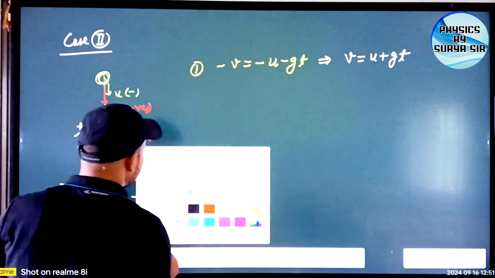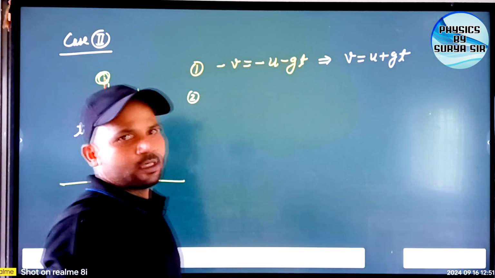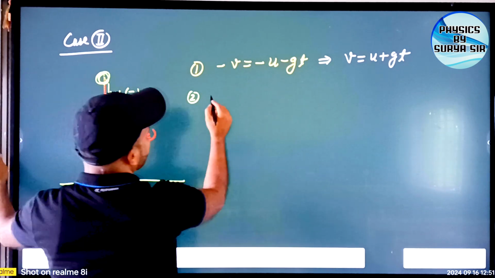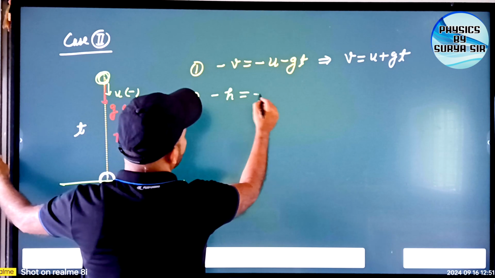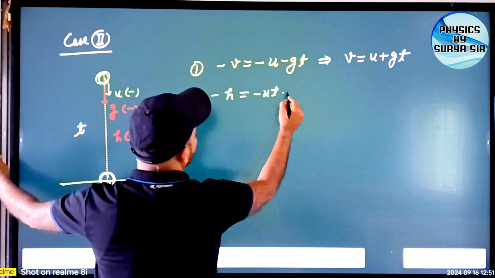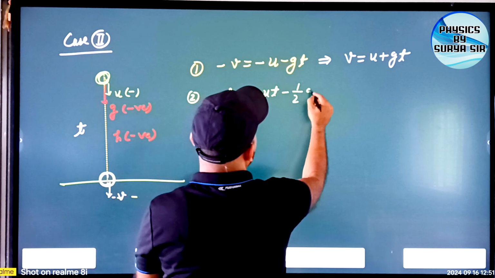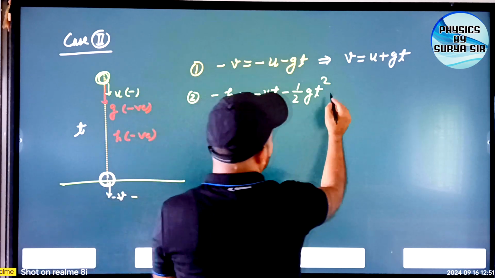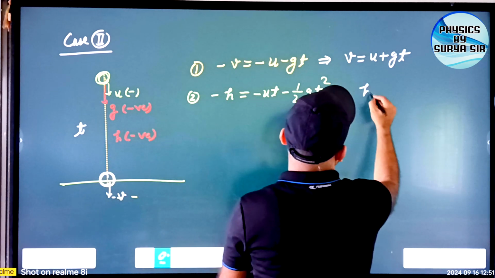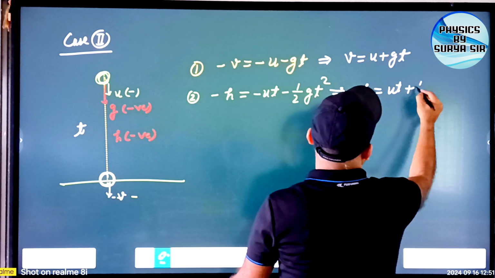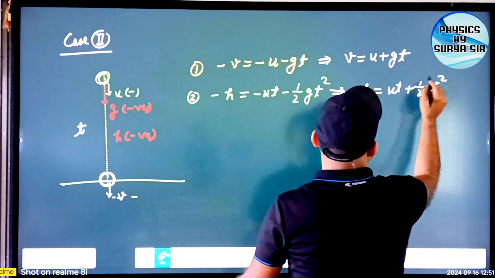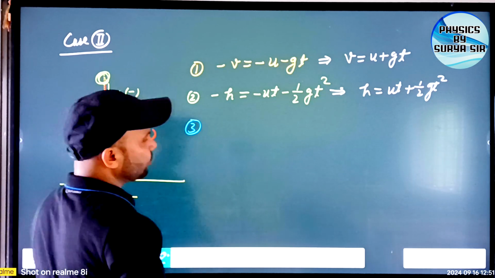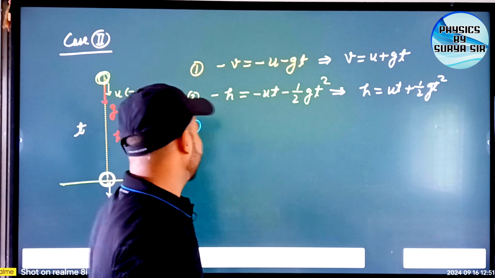Clear? Second case: S is equal to UT plus half AT square. Here this H is negative, so we write minus H is equal to minus UT minus half GT square. After arranging it, we get H is equal to UT plus half GT square. Clear? And the last one is V square is equal to U square plus 2AS.